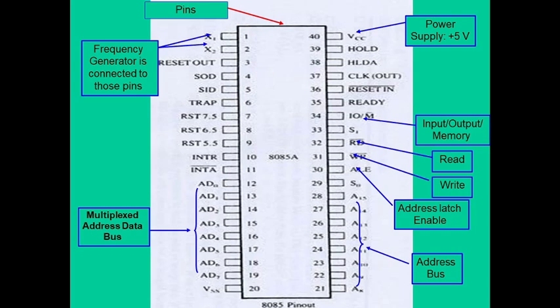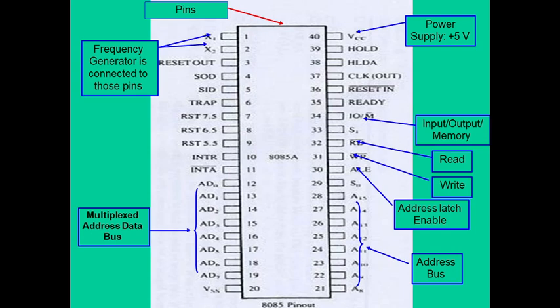This figure is the logic pinout diagram of 8085 microprocessor. This device has 40 pins. Pin number 1 and 2 are allocated for frequency generator. Pin number 3 is reset out. Pin number 4 is SOD. Pin number 5 SID. Pin number 6 TRAP. Pin number 7 RST 7.5. Pin number 8 RST 6.5. Pin number 9 RST 5.5.